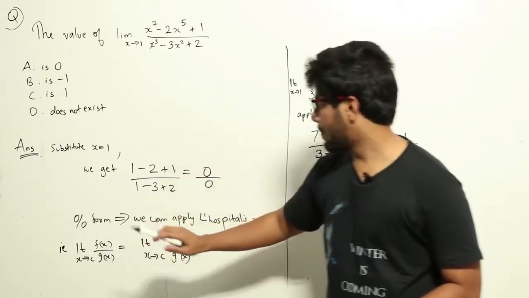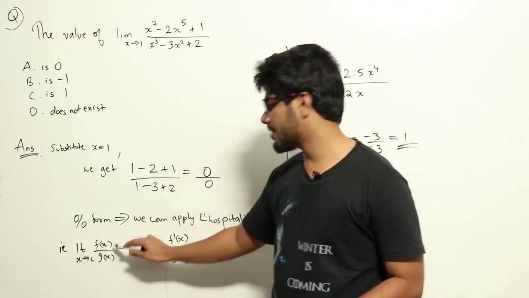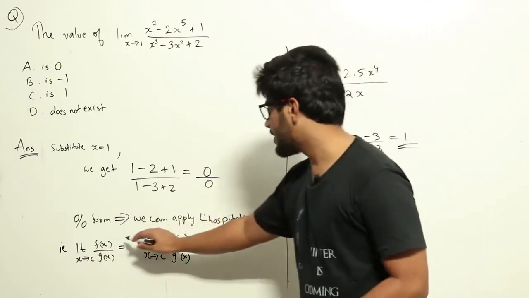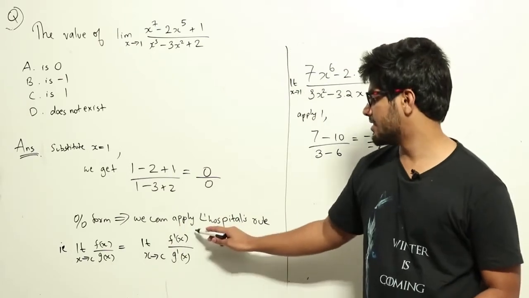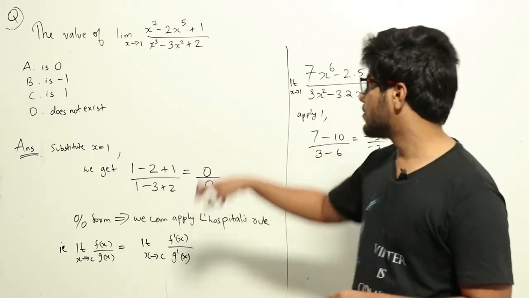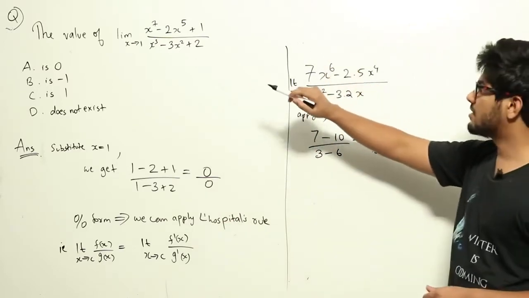L'Hospital's rule means if we have something like limit x tends to c f of x by g of x, if this is in 0 by 0 or infinity by infinity form, then we can rewrite it as limit x tends to c f dash x by g dash x, where f dash x and g dash x are derivatives of numerator and denominator respectively. So we'll apply that here. We'll take the derivative of the numerator first.